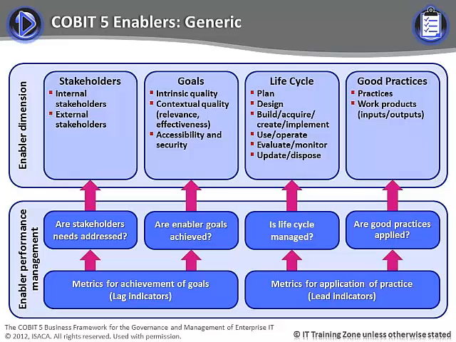The diagram on your screen illustrates the performance management framework. You can see that performance should be managed in each of the 4 dimensions. It requires a simple question to be asked of each dimension. For the stakeholder dimension, are the stakeholder needs addressed? For the goals dimension, are the enabler goals achieved? For the lifecycle dimension, is the lifecycle managed? And for the good practices dimension, are good practices applied? In each case, the enterprise should define a set of metrics that will answer the questions posed and provide a basis for further improvement.